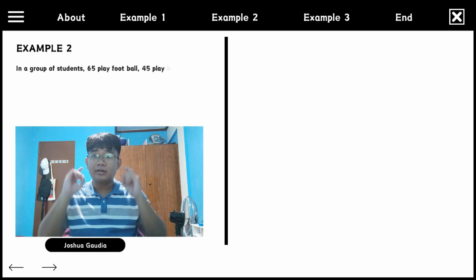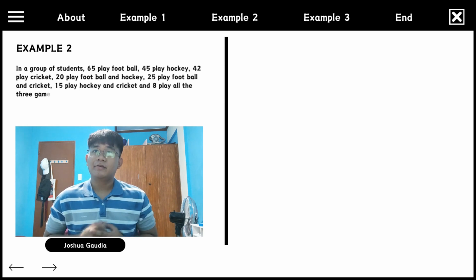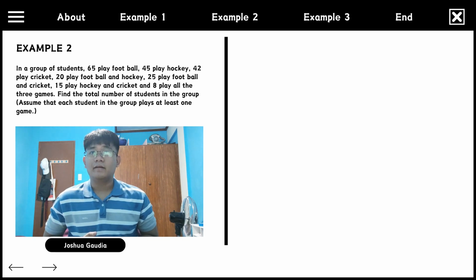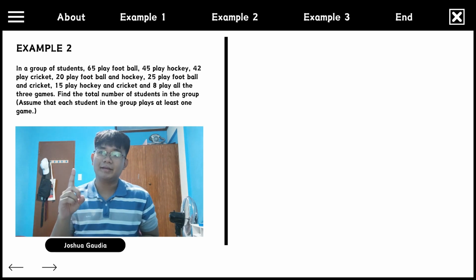In example number 2 above, it is stated that in a group of students, 65 play football, 45 play hockey, 42 play cricket, 20 play football and hockey, 25 play football and cricket, 15 play hockey and cricket, and 8 play all 3 games. We need to find the total number of students in the group, assuming that each student in the group plays at least 1 game.